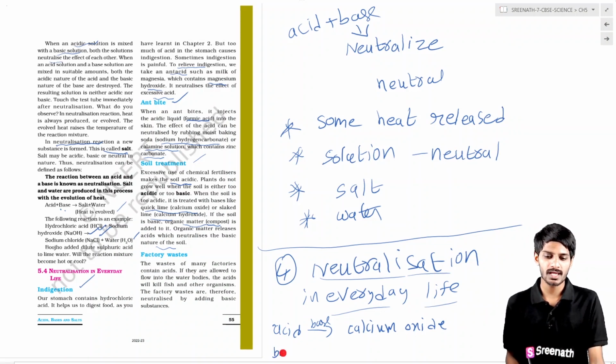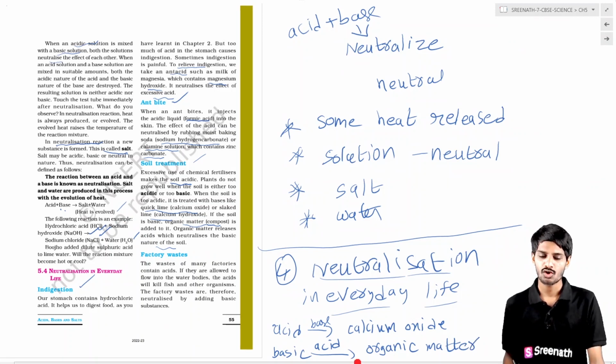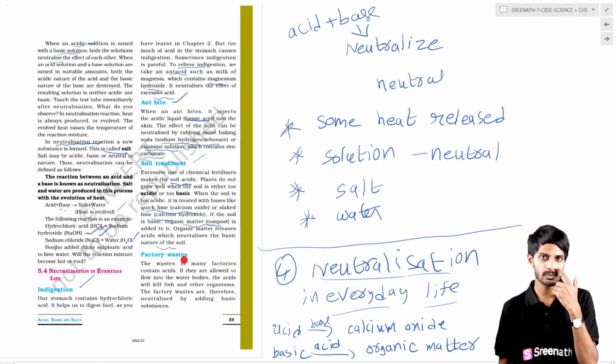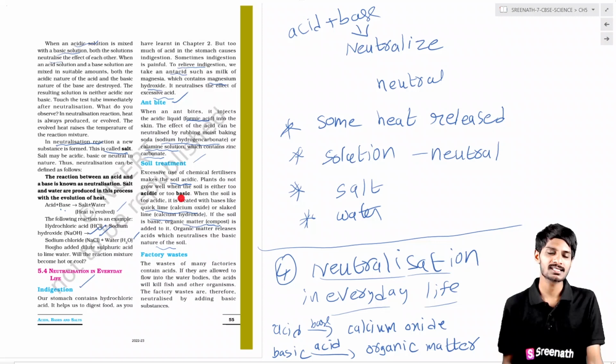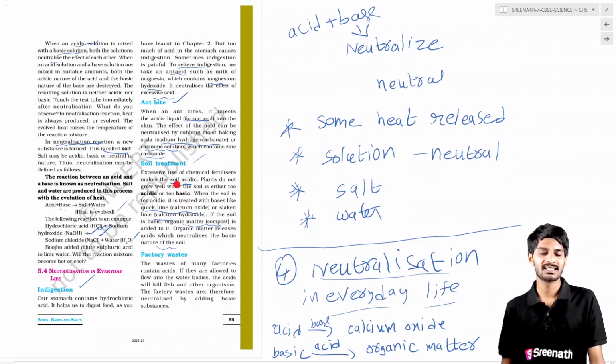Suppose the soil is basic, it has more basic nature. In order to neutralize it, you have to add acid. What acids are you using? Basically you have to use organic matter which releases some acid, so that the soil will be neutralized and the excessive basic nature will be removed. So this is another everyday example where we are neutralizing acid and base.